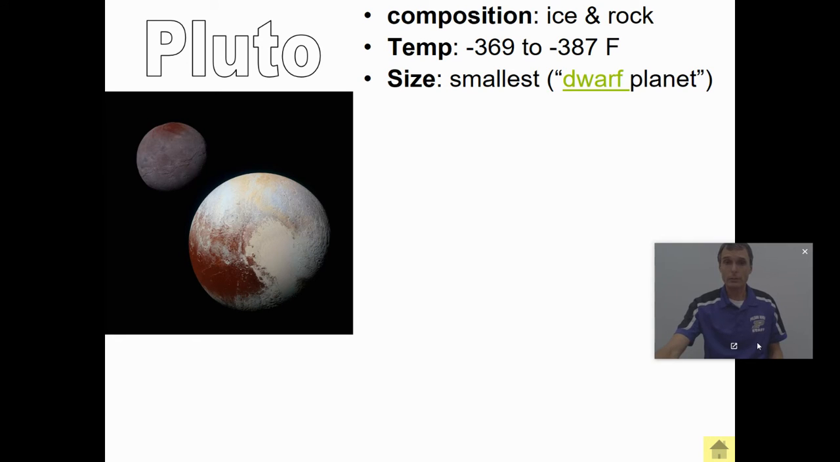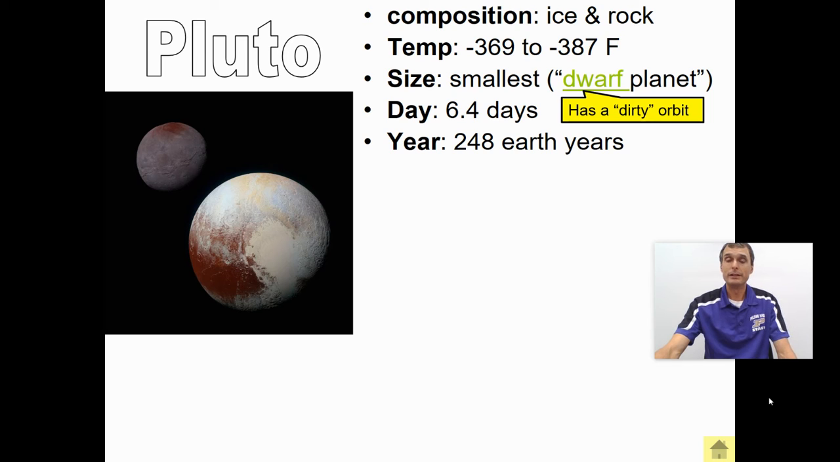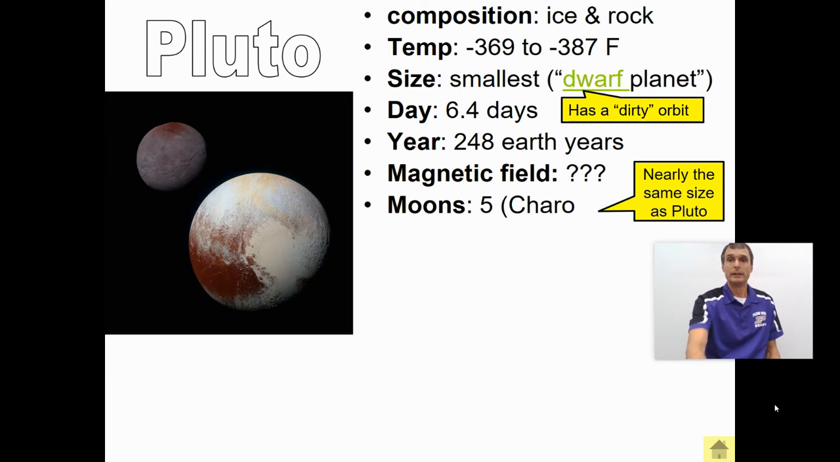Okay, so moving on. More about Pluto. The reason why it's a dwarf planet is because it has a dirty orbit, okay? It takes 6.4 days to spin around. That's not real fast. And it takes 240 Earth years to go around the sun one time. As a matter of fact, since we've discovered Pluto, it hasn't even completed one orbit yet, which is pretty wild. We're not sure that it has a magnetic field. When we sent the New Horizons spacecraft by, it didn't detect one, maybe because it's so small, maybe because it doesn't spin very fast, not exactly sure.